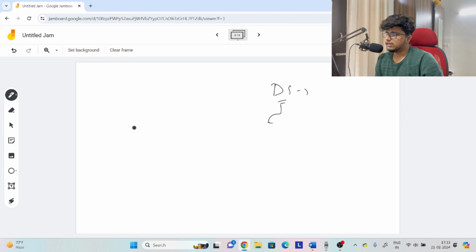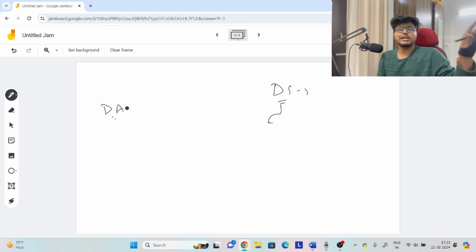So in easy terms, the job of a data analyst is a bit simpler than a data scientist. Simpler in terms of complex research, right? That is the thing. It's not simpler like they would do less tasks, right?